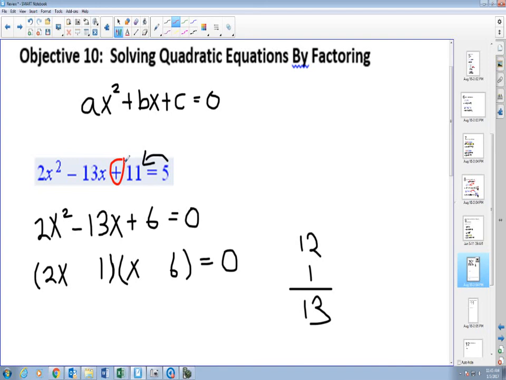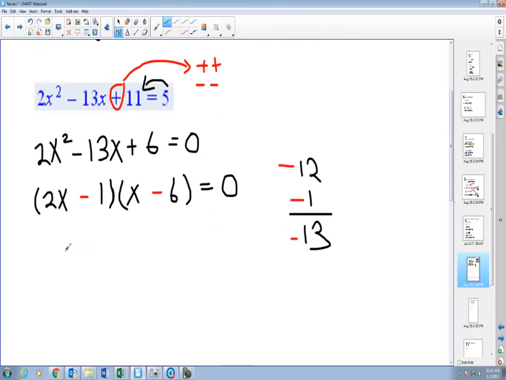Since the last sign is a positive, that also tells me the signs for the 2 parentheses will be the same. Plus, plus, or minus, minus. Since my middle term is a negative 13, both my inner and outer got to be negatives. So when I add them, that will be negative 13. Okay. So once I factor, the next step will be set each factor equal to 0.